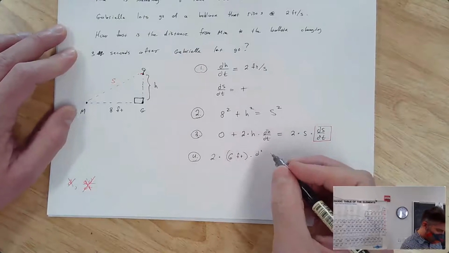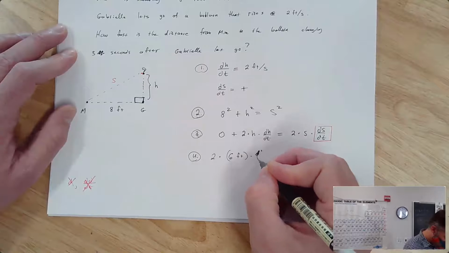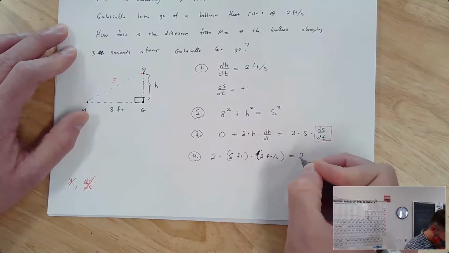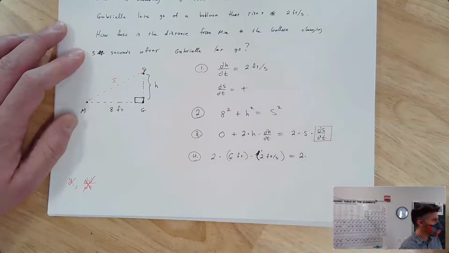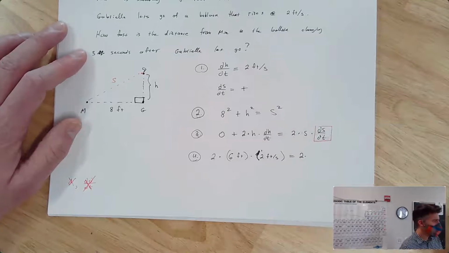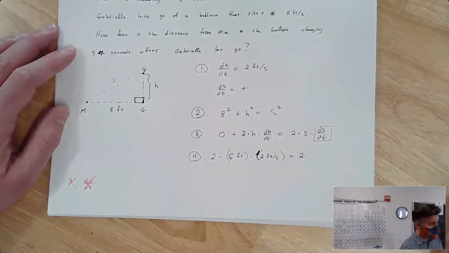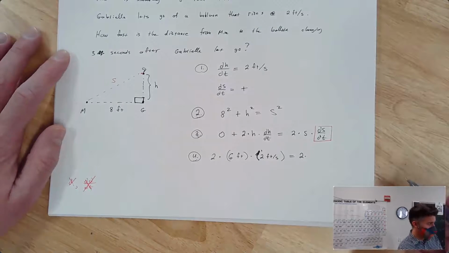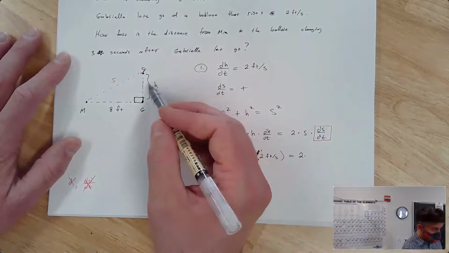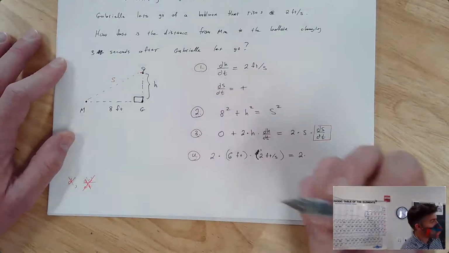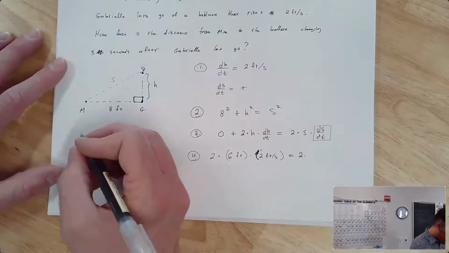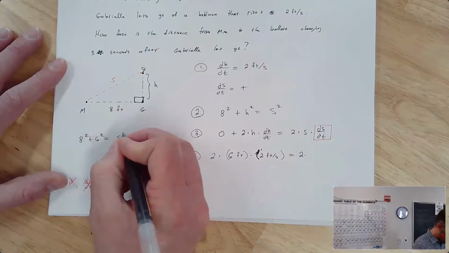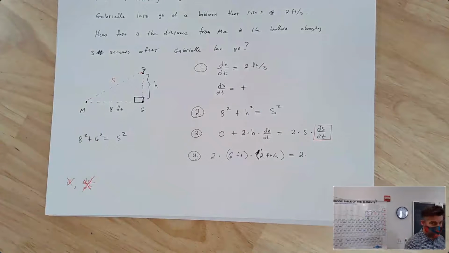Oh, and I know what dH/dt is. I know it's 2 feet per second. And then do I know what S is? Well, no, but I have an equation where I could find it, right? Even though I don't know what S is right off the bat, if the height is 6 feet, which it is at this particular moment, then I can say, oh, 8 squared plus 6 squared equals S squared. And we can solve for S.